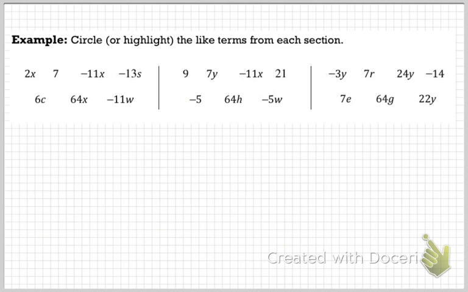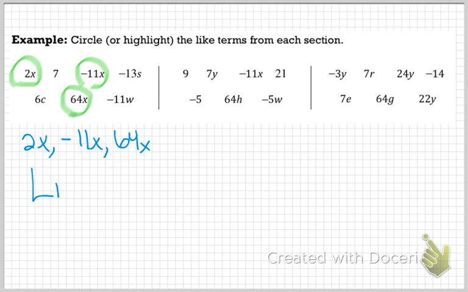Okay, so next example. Circle or highlight the like terms from each section. We notice variable, variable, variable, variable, variable. The only thing is they're not all the same. Only a few of them. So the most common variable that I see is the x. So here's one, here's another, here's another. All those three, 2x, negative 11x, and 64x, those are your like terms.